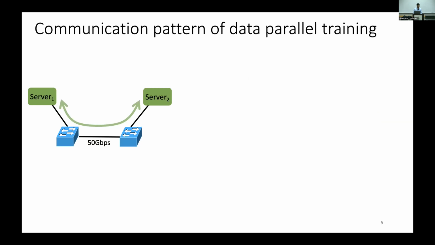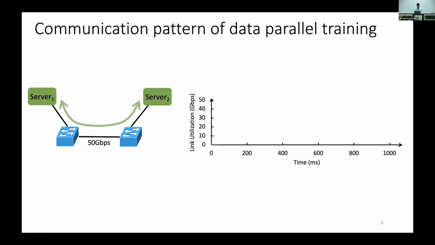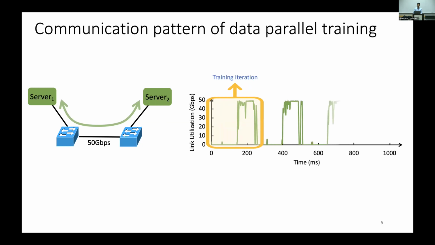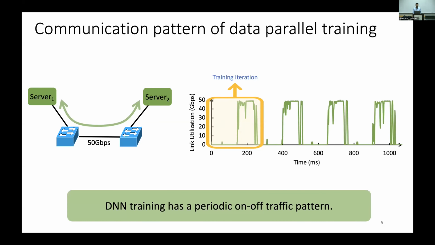We have one DNN model and we use two servers to train it. The servers are connected using 50 Gbps links and they use RDMA congestion control. If I plot the link utilization, we see that the training starts with a compute period where there is no network demand. Let's call this the compute phase. This is followed by a region of heavy network demand. This is known as the communication phase. Together, they form one training iteration. Typically, DNN models have to be trained for several thousands of such iterations. This shows that DNN training has a periodic on-off traffic pattern.